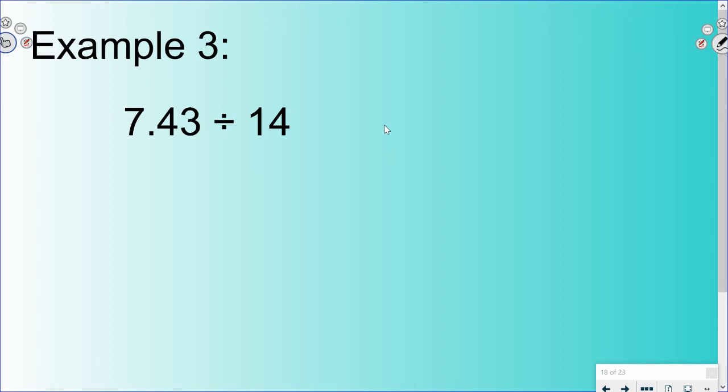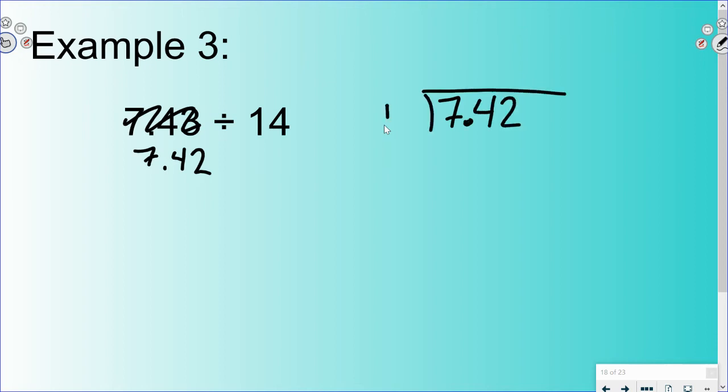I think I meant to change that to a 42, but let's find out. 7 and 42 hundredths split into 14 parts. Once again, my estimate here, because I know 7 cannot be split into 14, so we're talking parts of a dollar, maybe a half again. We'll find out. So if you wish, you may bring that 0 down. It's totally up to you.